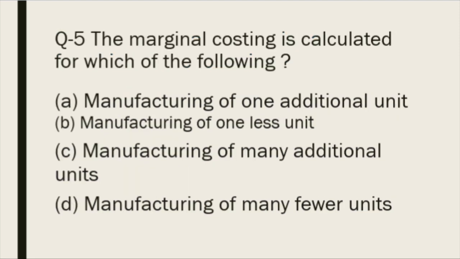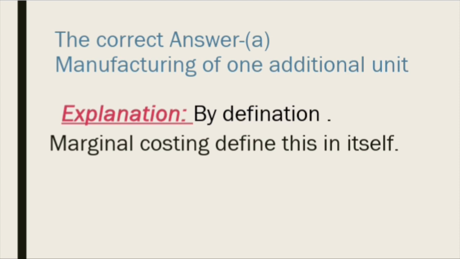Next one. The marginal cost is calculated for which of the following? The options are manufacturing of one additional unit, manufacturing of one less unit, manufacturing of many additional units, manufacturing of many fewer units. Now, the correct answer is manufacturing of one additional unit. The reason is that marginal costing defines this in itself.